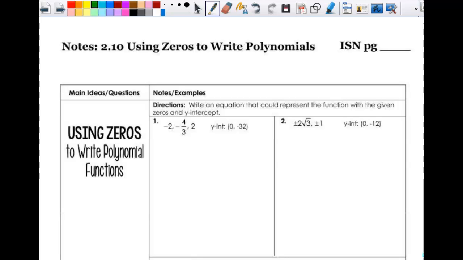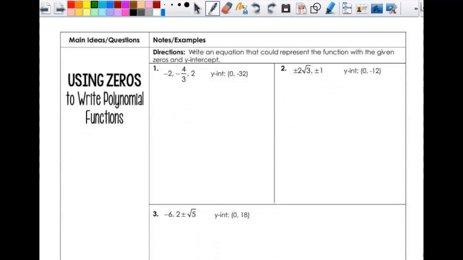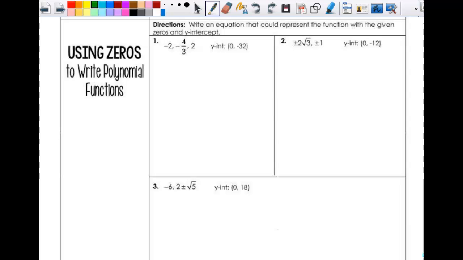So we are using zeros to write polynomials, so we're kind of going backwards from what we'd been doing. We had polynomials, we came up with our zeros and our y-intercepts and whatnot. So we're going to write an equation that could represent the function. We know that our factors are x minus c, right? And we remember from yesterday that if I have this 4/3, it doesn't go in as 4/3, right? Because I'm not going to put a fraction in there.